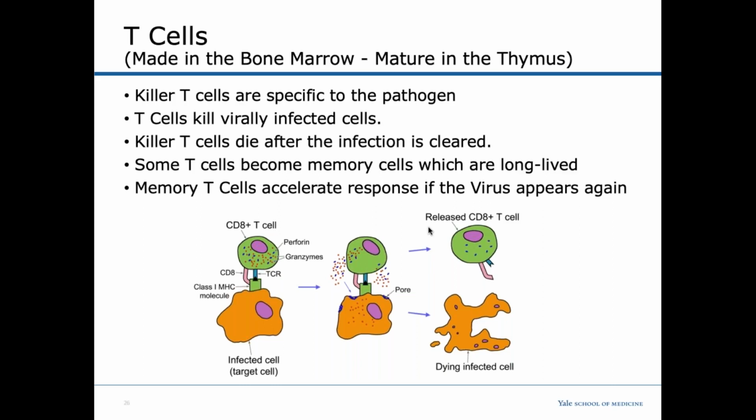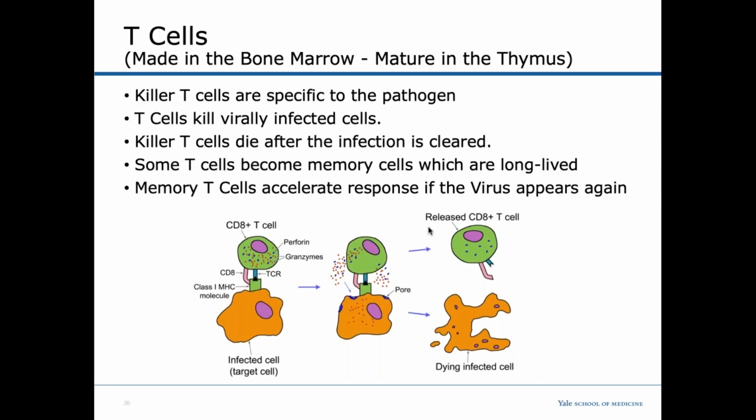So I have a little schematic here. So we see an infected cell, and on the surface, there's a protein called class 1 MHC, and it carries little parts of viral proteins to the cell surface. And that's how the killer T cell knows that this cell is infected.